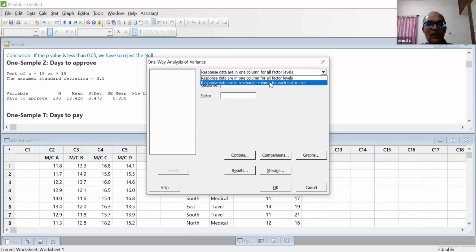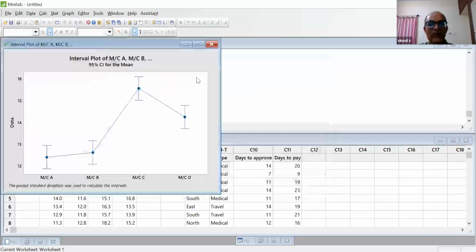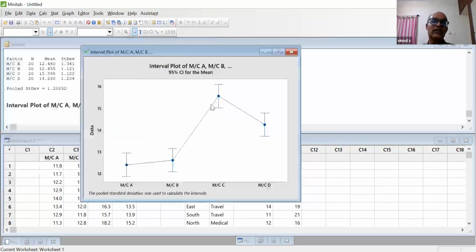Sorry, different column, right? Now I will just say machine A, machine B, machine C, and machine D. Just say okay, you will get the result, right? Okay. Now you can see the graph. Can you say which looks significant, or is it all very random?